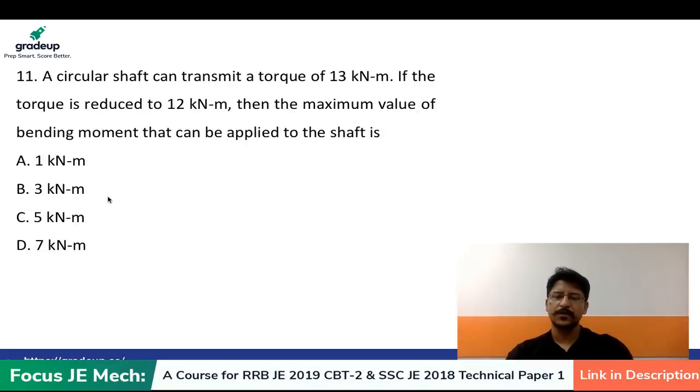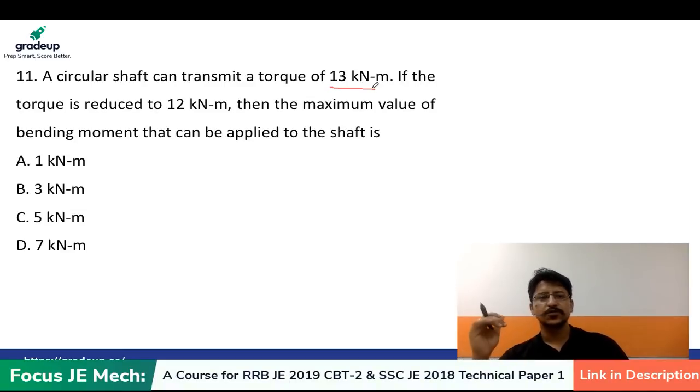Now moving on to the next problem. It says a circular shaft can transmit a torque of 13 kilonewton meter. Okay, what about vice versa?